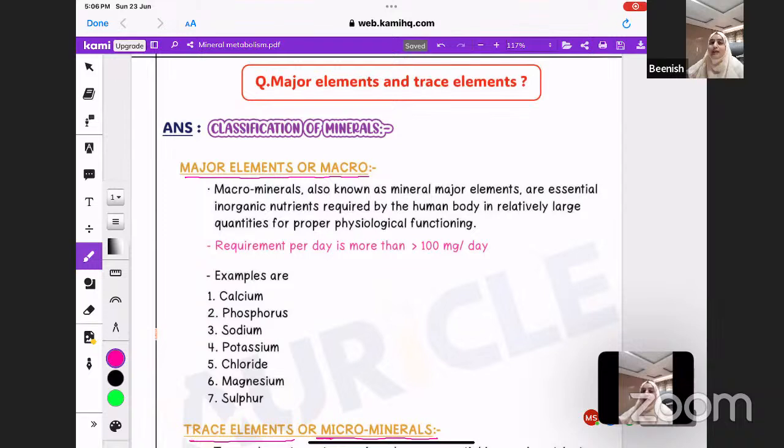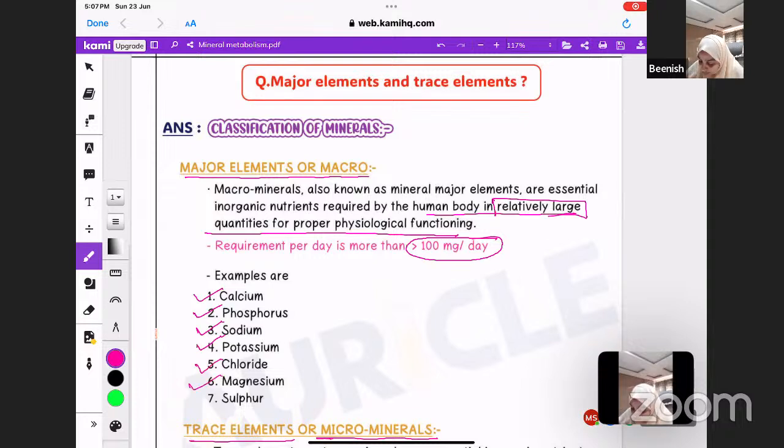Your macro minerals, also known as major elements, are essential inorganic nutrients required by the human body in relatively large quantities for physiological functions. Okay, and what is the requirement per day? It is more than 100 milligrams per day. Major elements are those that are required in large quantities. Examples include calcium, phosphorus, sodium, potassium, chloride, magnesium, and sulfur. So they come under major elements.